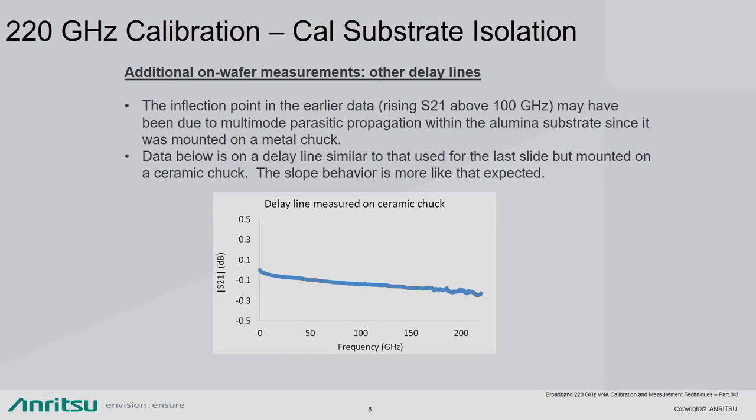So here we have the two systems measuring a delay line, but this time both the calibration and measurements were performed on a ceramic chuck. Both systems track each other as before, but now we no longer have the rise in the measurements in the 150 GHz region, and the behavior is more like what we would expect.